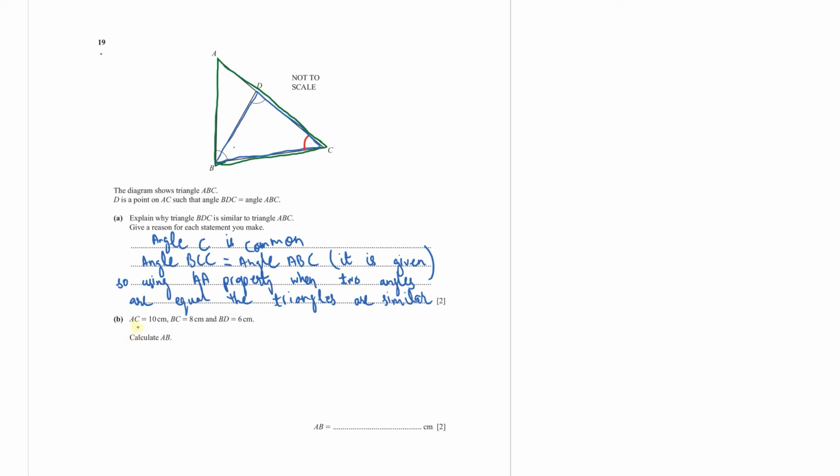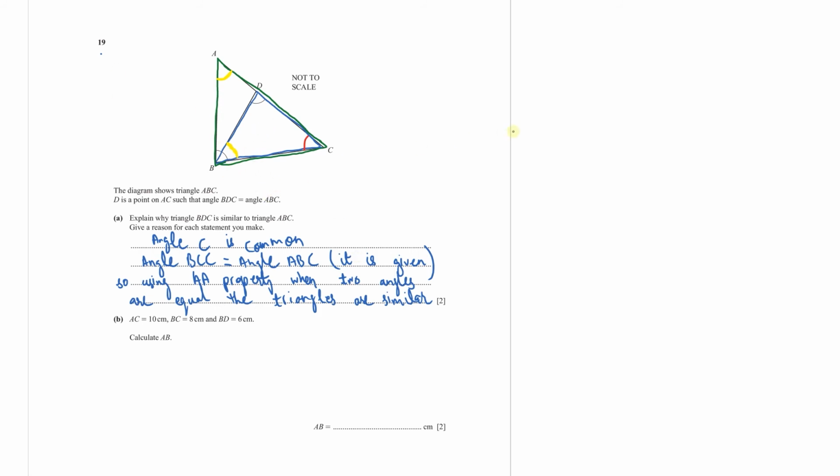So the next one is AC equals 10 centimeters, BC equals 8 centimeters, and BD equals 6 centimeters. Calculate the length AB. So let me just quickly mark the third angle as well. Let's mark this in yellow. So this is the yellow angle here in triangle BDC, and which is the equivalent angle in triangle ABC. This is the only one left, right? So this black one is equal to this black one in the other triangle. This red one is common in both. So this yellow one must equal this one that is remaining. So this now gives us the three corresponding angles which are equal.